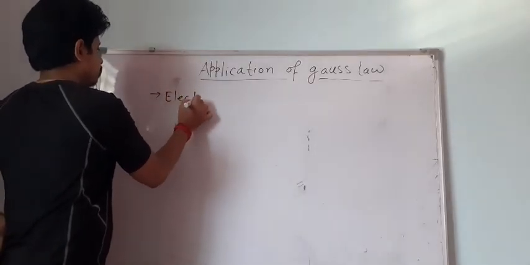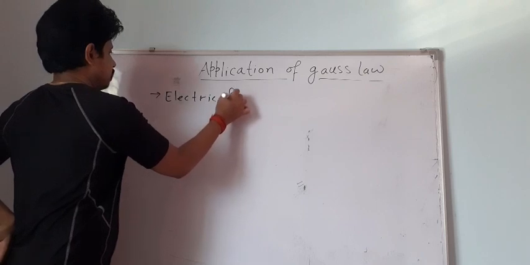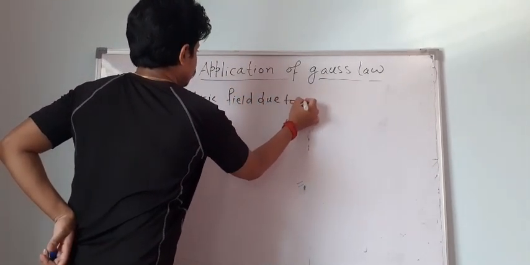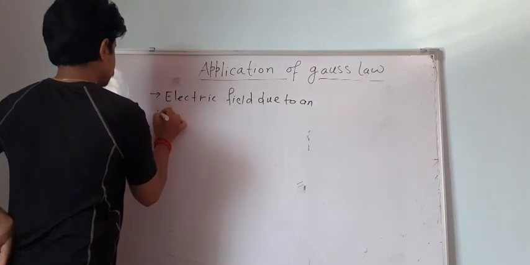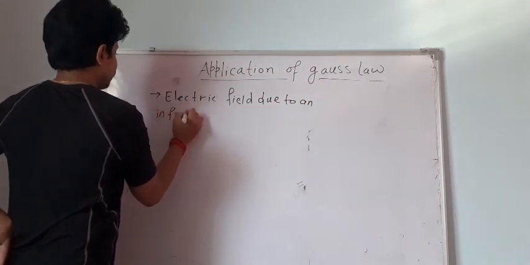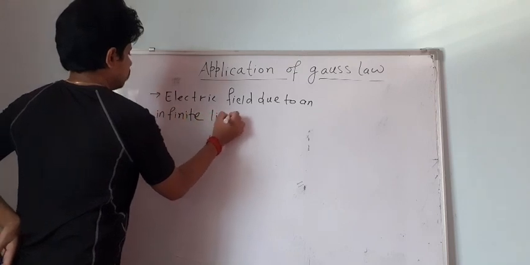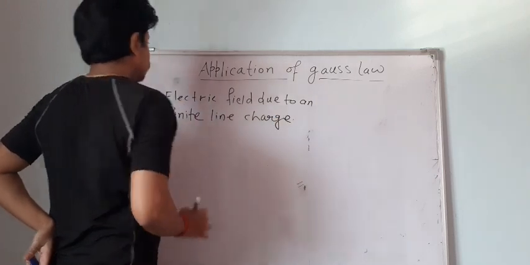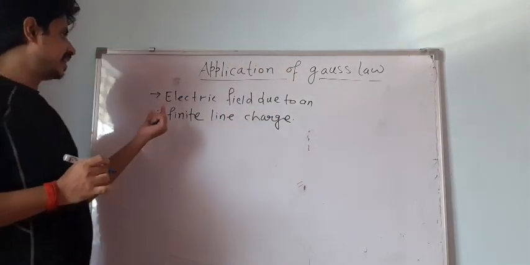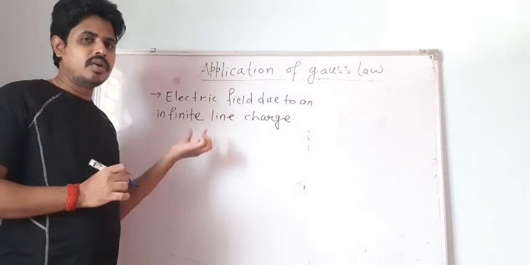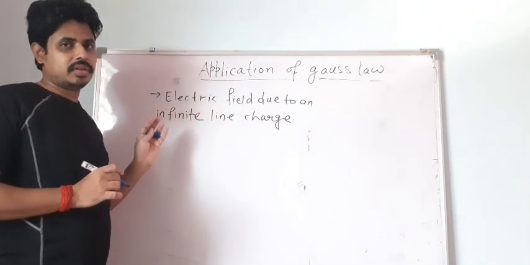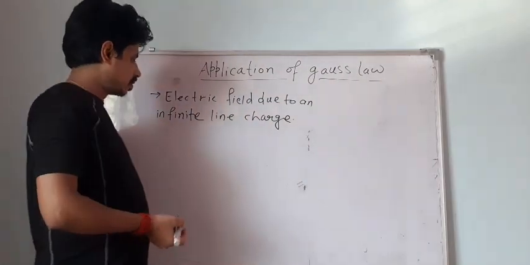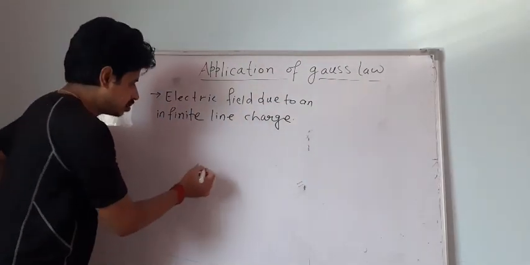Electric field due to an infinite line charge. So the first case is an infinitely long line charge is given, and we have to find the electric field at a point near it. So first draw the diagram.